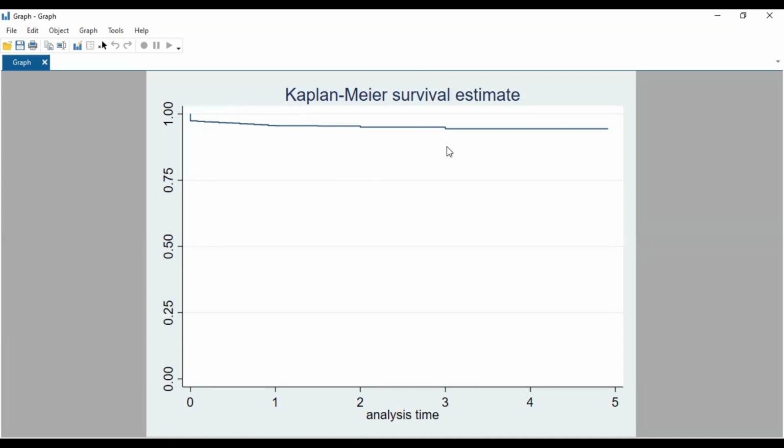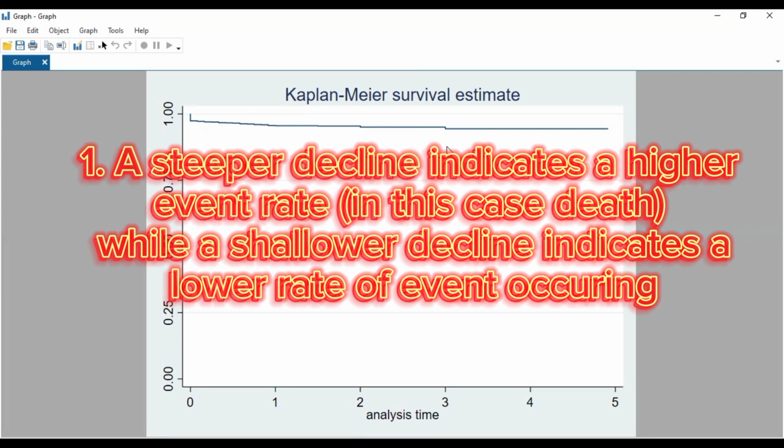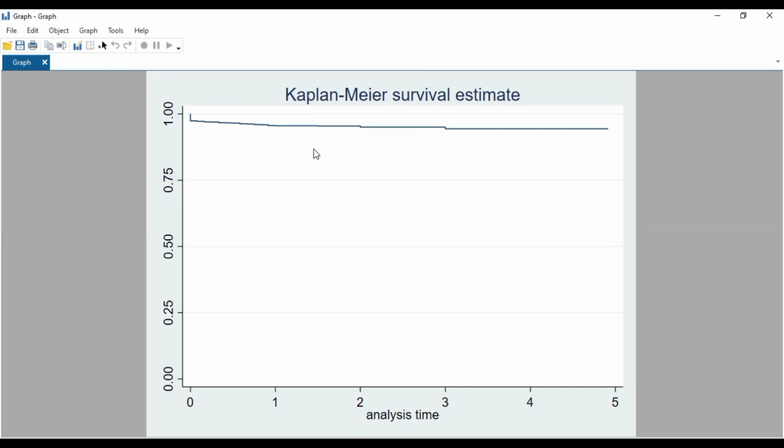A steeper decline suggests a higher event rate, while a shallower decline suggests a lower event rate. So as we can see in this picture or graph, this is a more shallow decline. It tells you that the rate of death recorded among these participants is very low, or on the low side. Assuming it had been steeper, it would have been a high rate.